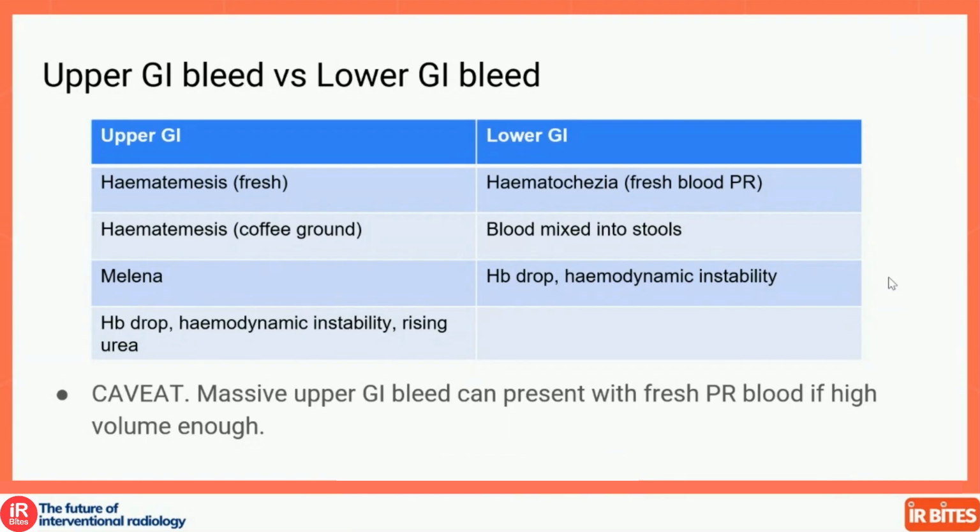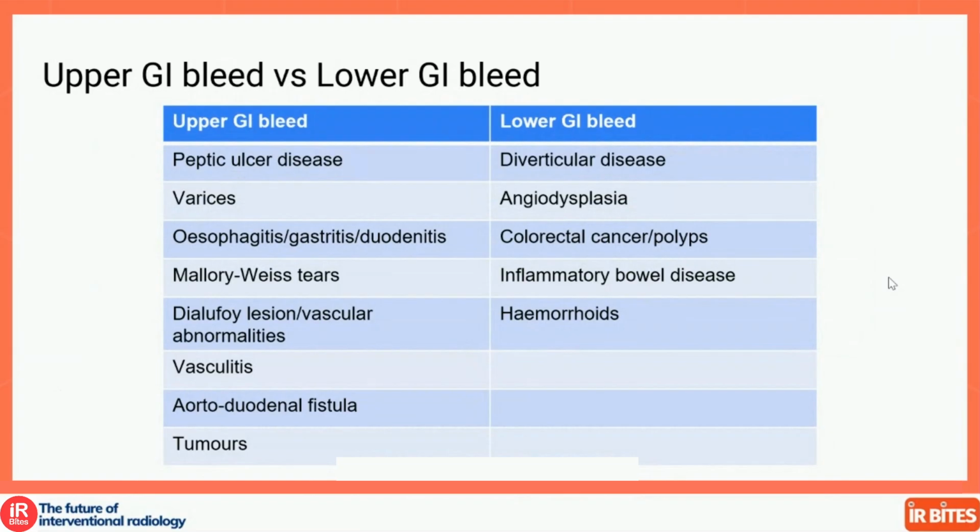In lower GI bleeds, you can also still have the hemoglobin drop and the hemodynamic instability, but they tend to have more fresh looking PR blood that has a fancy name that I'm not really sure how you're meant to pronounce. We're going with hematochezia. And they can pass blood that looks quite fresh but is mixed in with stools and things as well. A caveat to all this though is that a really big upper GI bleed can present with fresh PR blood if there's enough bleeding. The two do have quite different causes though.